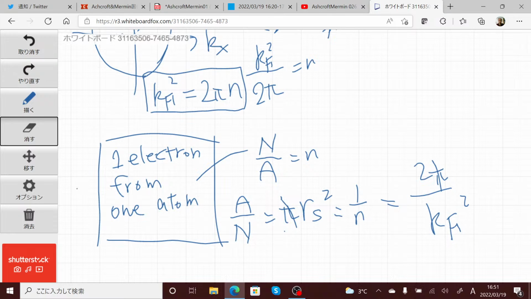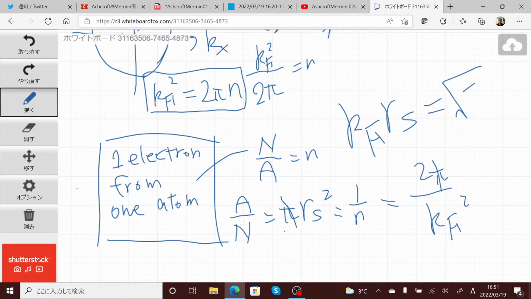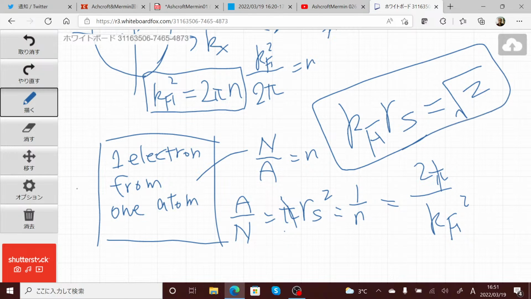I'll do this. Kf rs equals square root 2. Kf rs equals square root 2.